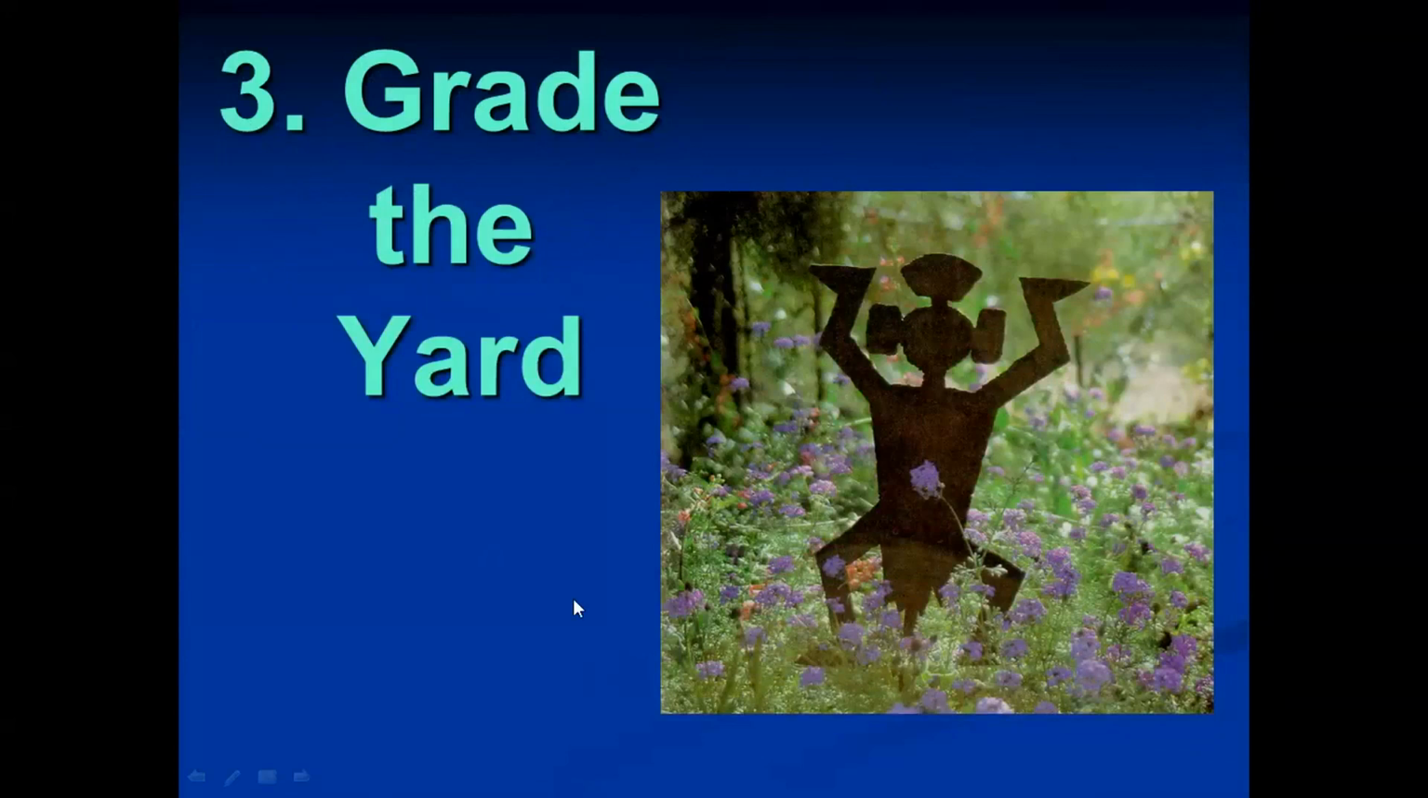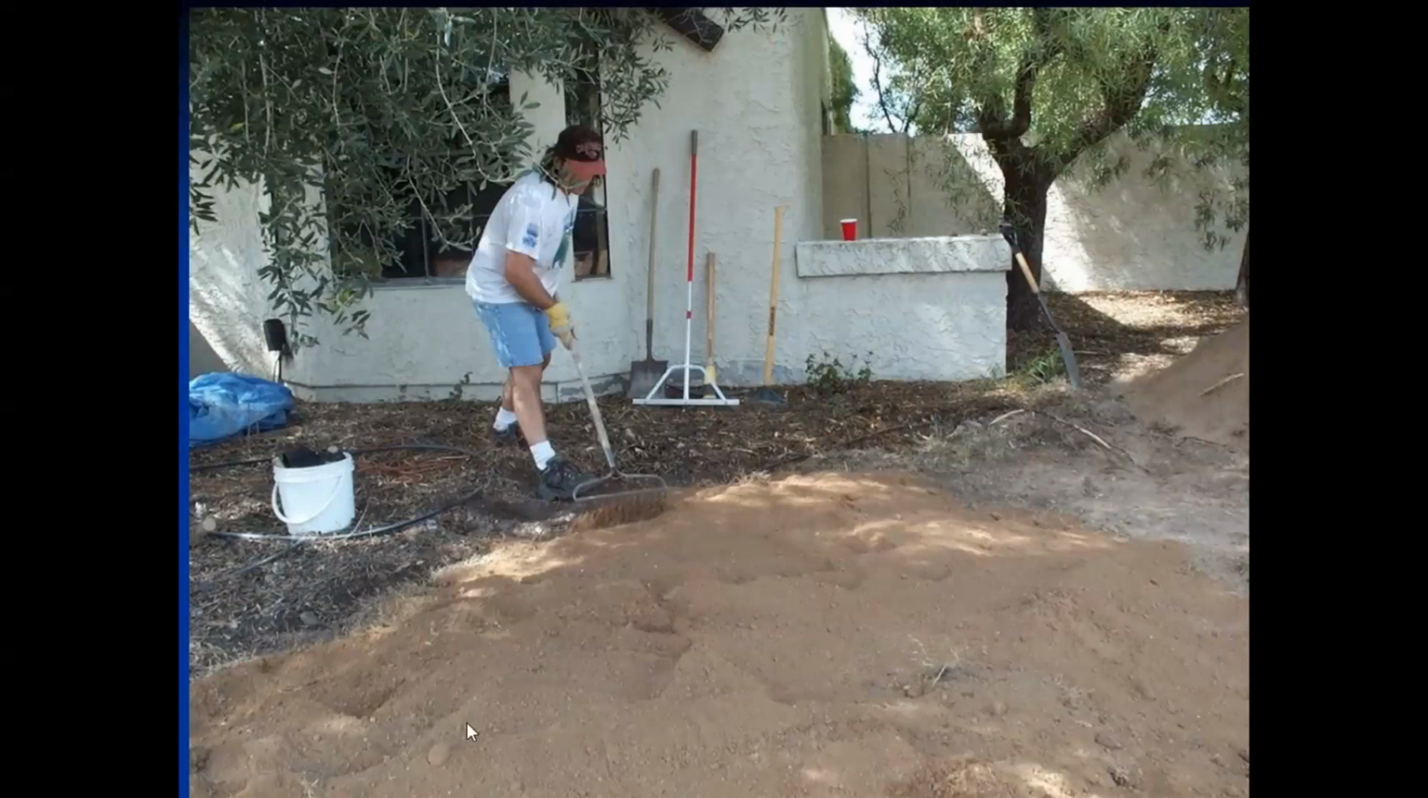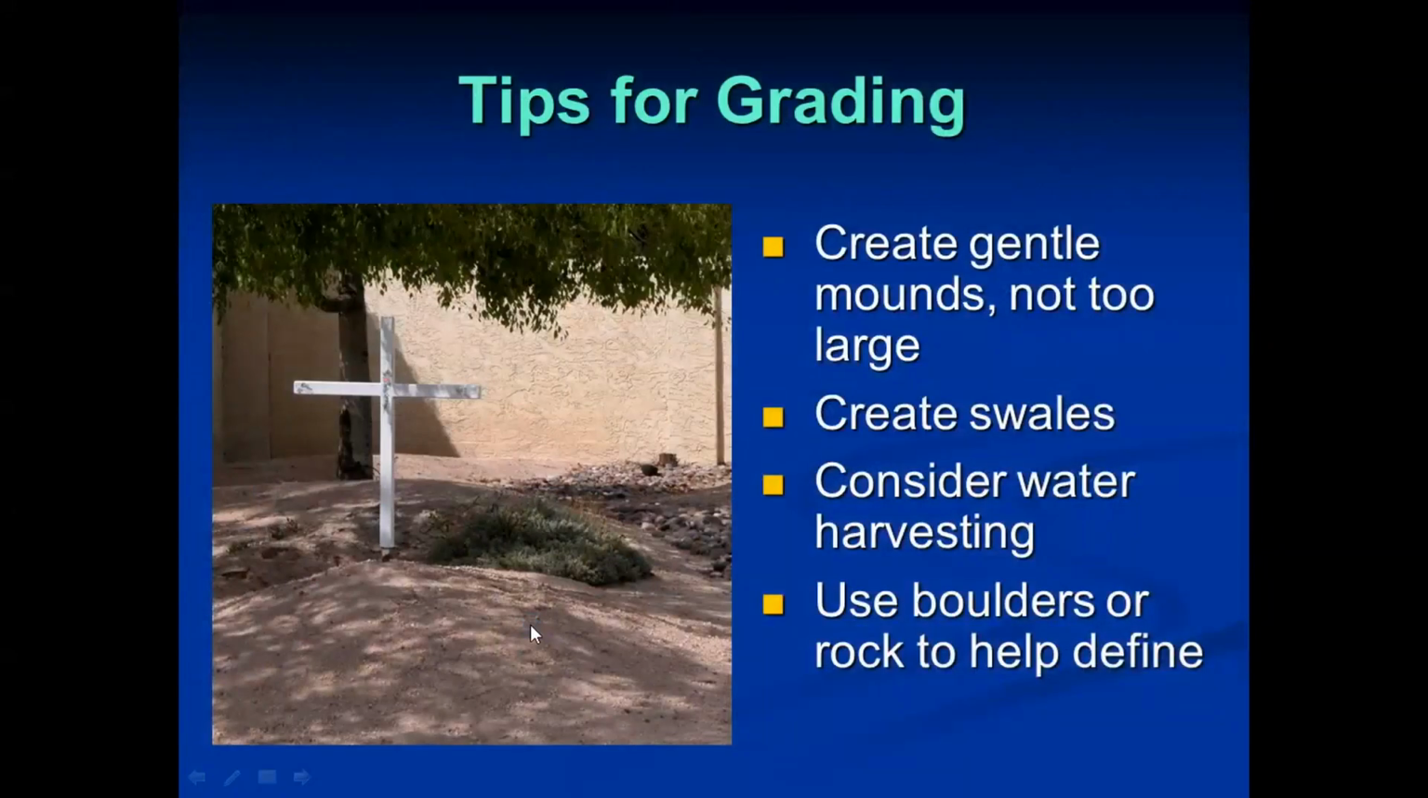And that's the next step. Here they're creating some contouring mounds, and then, of course, raking them smooth. You have to be careful with mounds, though, because you don't want it to look like you're creating a cemetery. So create gentle mounds and not too large. You can create swales, and I'll show you an illustration of that in a moment. Think about water harvesting, because if you can capture the rain that runs off your roof or runs through your property and slow it down, then you've got free water, and generally rainwater is much more beneficial for plants. Think about adding some boulders or rocks for a little more variety or texture.